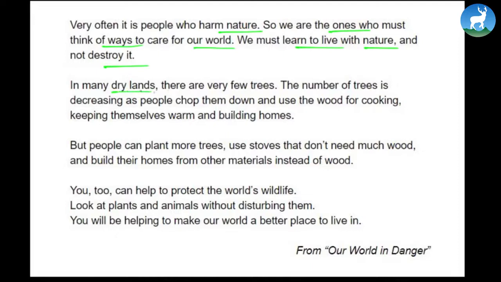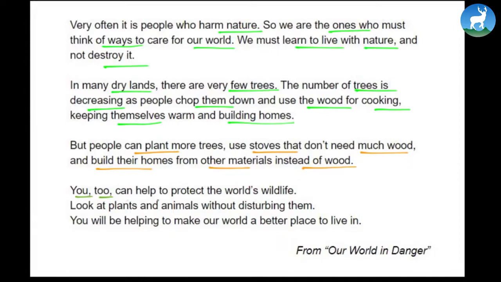In many dry lands, there are very few trees. The number of trees is decreasing as people chop them down and use the wood for cooking, keeping themselves warm and building homes. But people can plant more trees, use stoves that don't need much wood, and build their homes from other materials instead of wood.